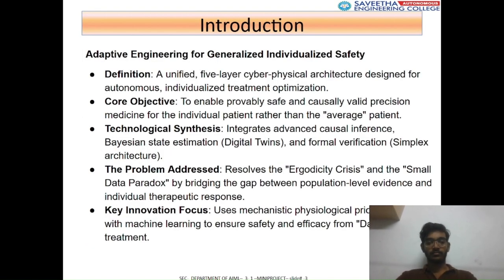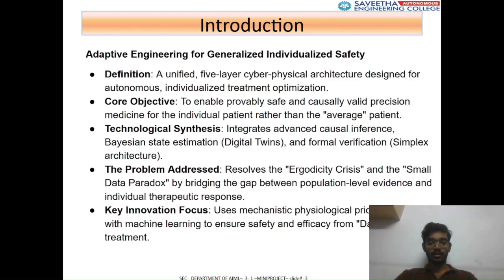Coming to the introduction, what exactly is this project? We proposed a unified five-layer cyber-physical architecture, which is autonomous and adaptive, and designed for individualized treatment optimization. The core objective is to solve the problem for a particular patient rather than for the average patient. The technical synthesis involves digital twins and a formal verification block, which we call the simplex architecture.